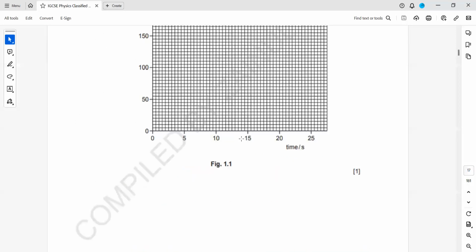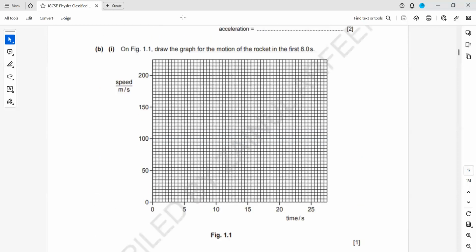We have to complete this. So for the first 8 seconds, the rocket was having a constant acceleration, and reaches a speed of 120.